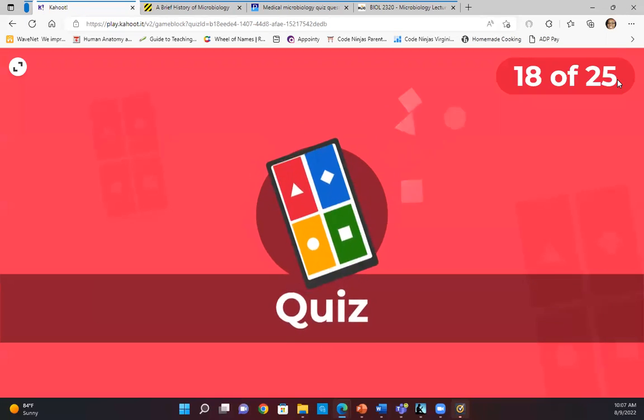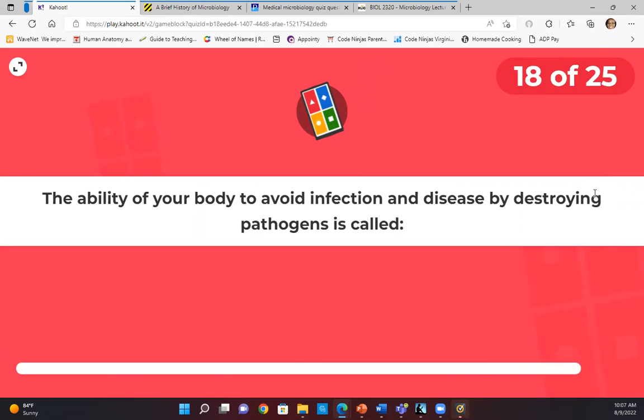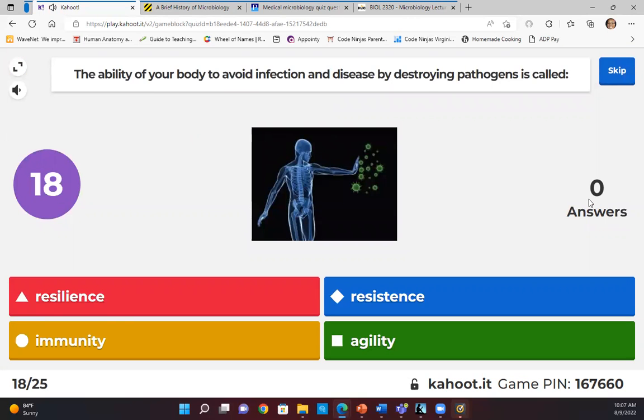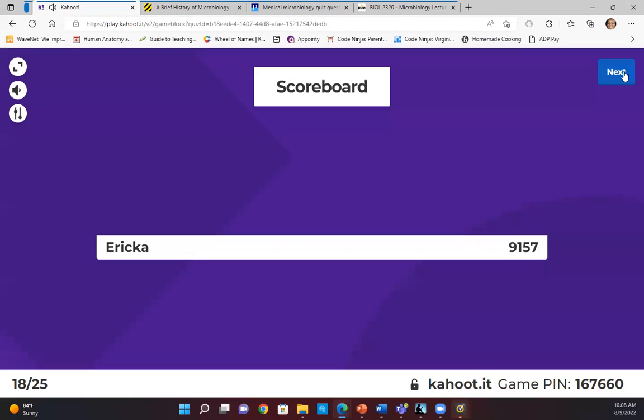Okay. All right, so the ability of your body to avoid infection and disease by destroying pathogens is called resilience, resistance, immunity, or agility. Yes, it is immunity, right? So that is our immune system that protects us, right? Once those pathogens enter our bodies.